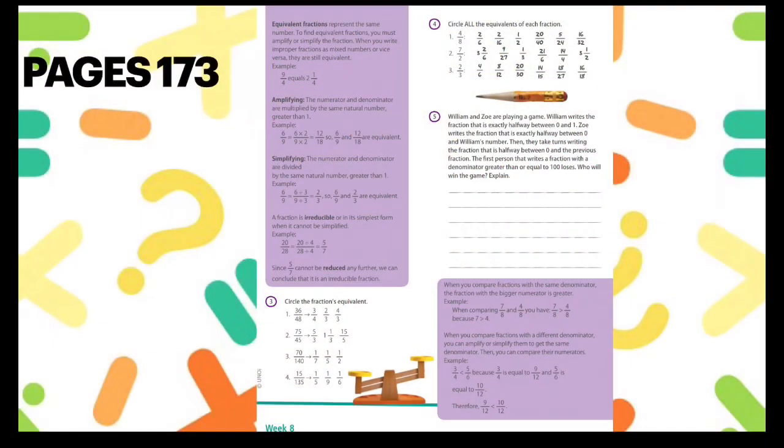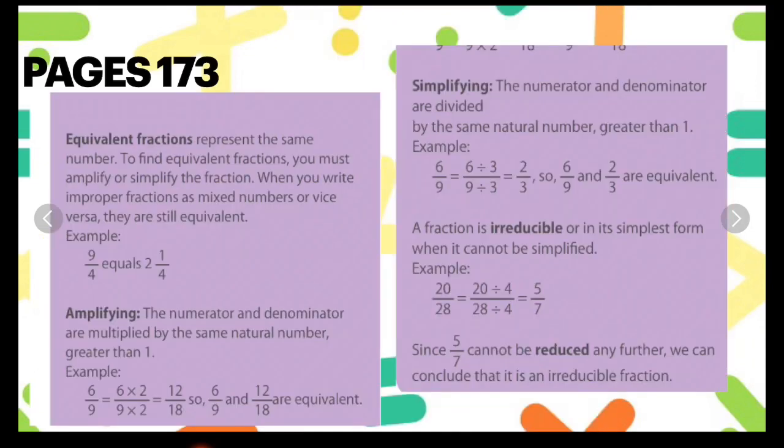Page 173. Now we're going to work on this page 173. And this page is cool because it has two concept boxes that we are going to analyze and check, okay? So let's start with the first concept box. The first concept box is located to your left of this page, and it says, equivalent fractions represent the same number. To find equivalent fractions, you must amplify or simplify the fraction. When you write improper fractions as mixed numbers or vice versa, they are still equivalent.